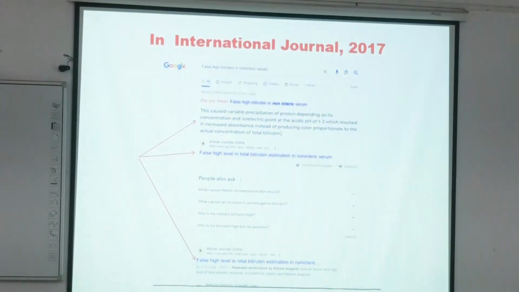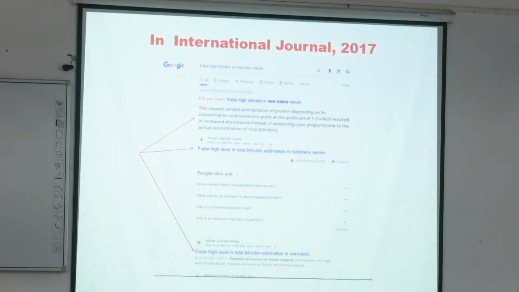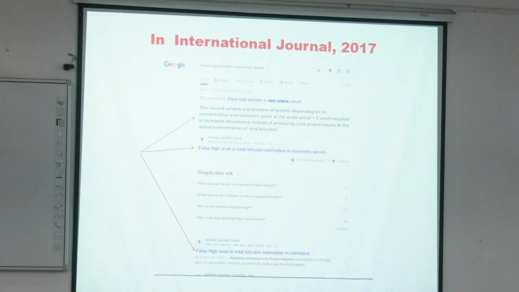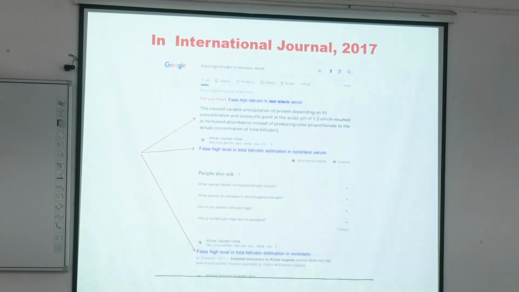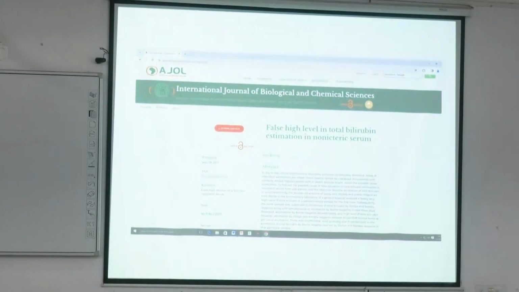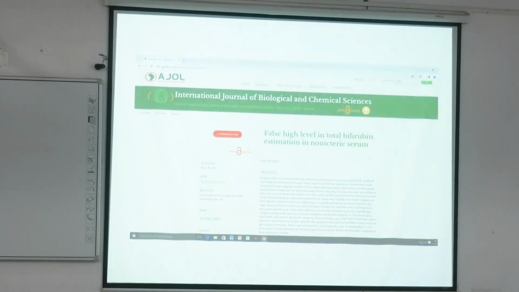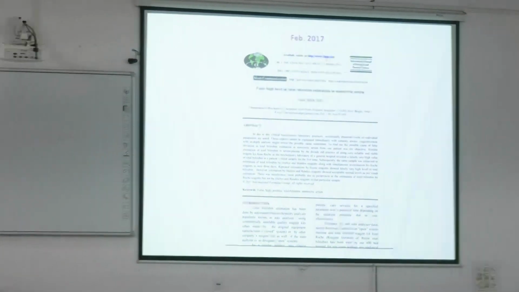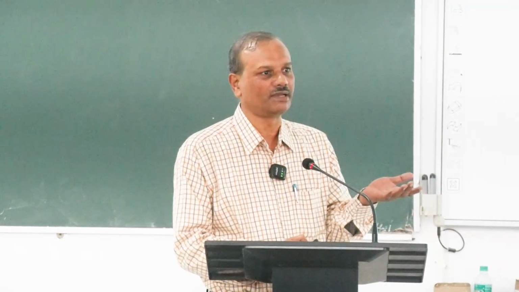Second, in my entire professional career I found one peculiar case. The serum color was normal, just straw colored, but it gave a very high level of bilirubin, in the range of 10. So I was really in a dilemma about the cause. Our laboratory staff did not want to release the report, but I went through it, and the exact summary is on the internet. If you search Google for false high bilirubin in non-icteric serum, you will find my paper, published in the International Journal of Biological and Chemical Sciences in February 2017. That's the unique explanation I have given. Other people have described it, but nobody could explain why it happens.